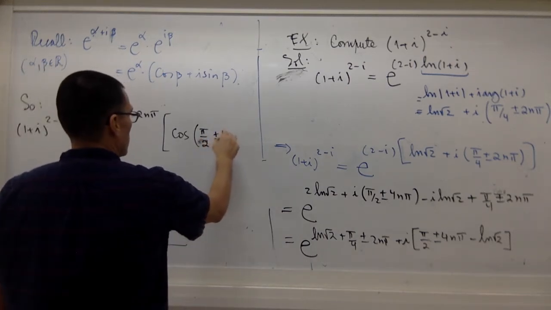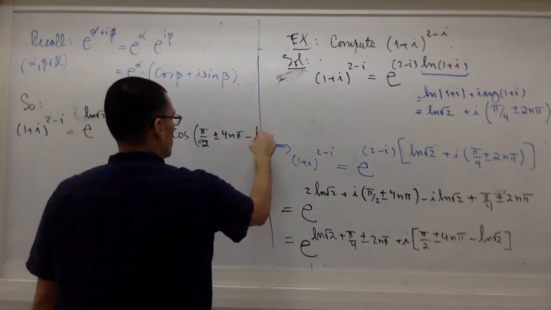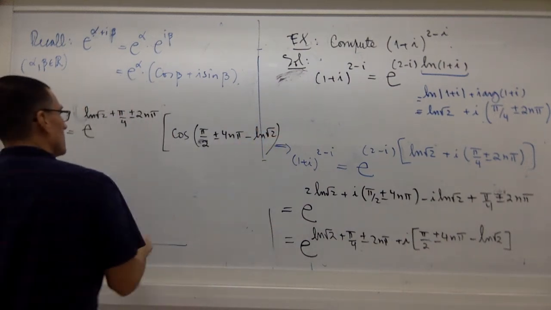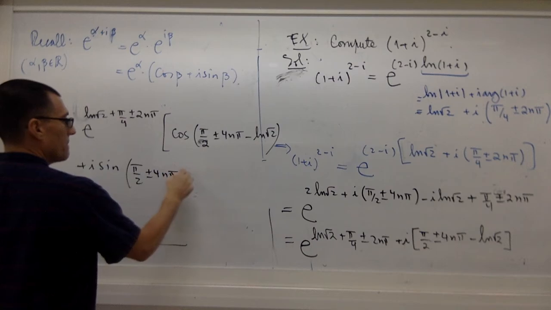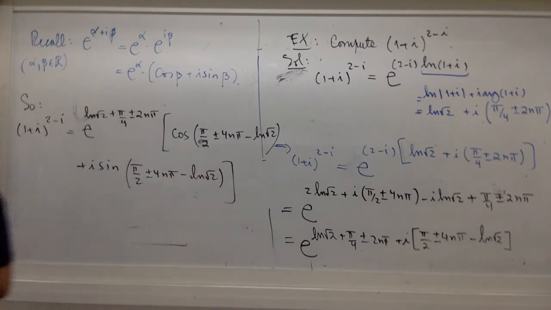Plus or minus 4 pi, minus ln of the square root of 2, okay? And then plus i sine of the same stuff, pi over 2, plus or minus 4 pi, minus ln of the square root of 2. Okay, guys? And then I think that's it. I think that's exactly it.